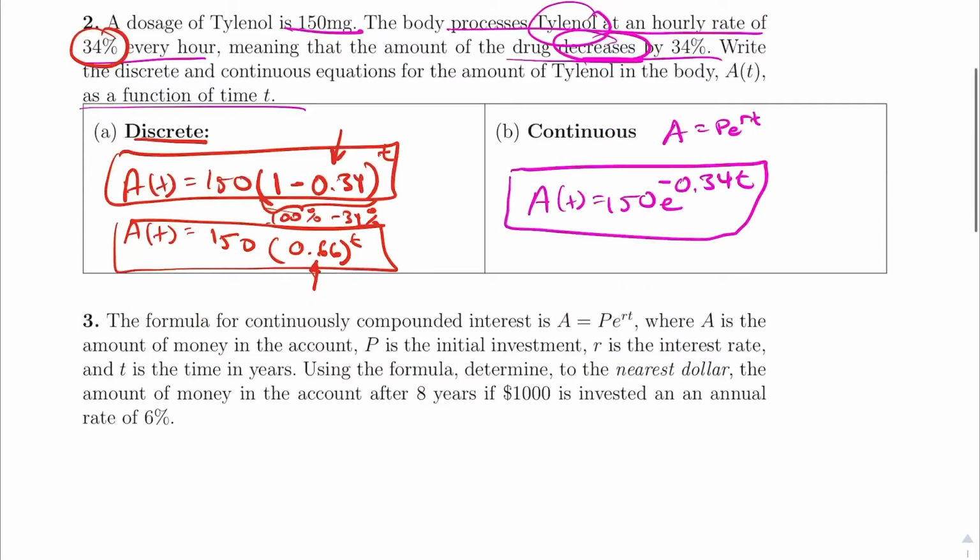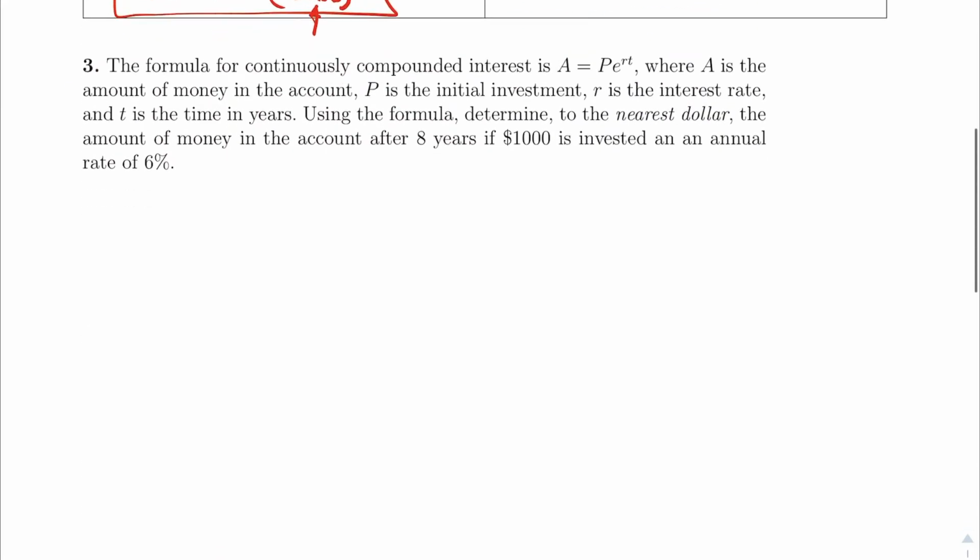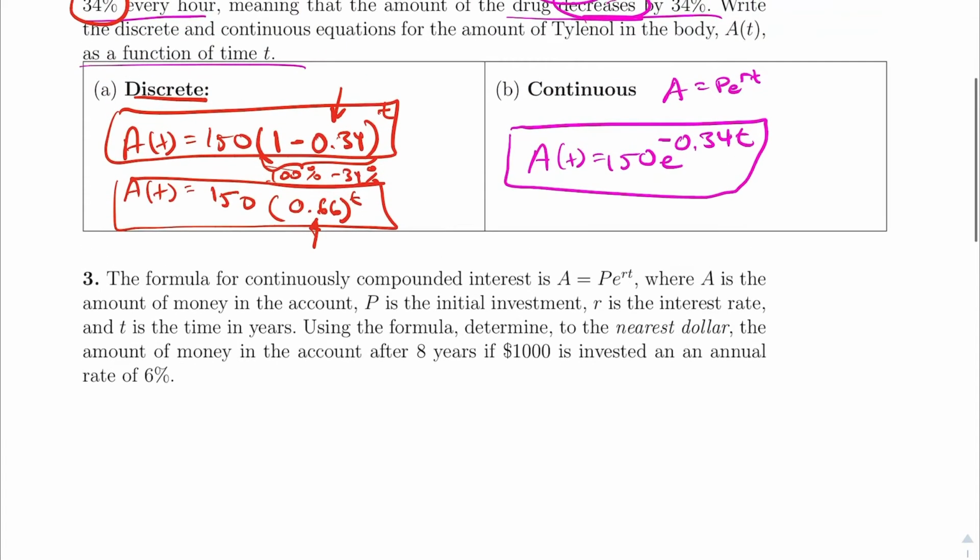The formula for continuously compounded interest is A equals P e to the RT, where A is the amount of money in the account, P is the initial investment, R is the interest rate, and T is the time in years. Using the formula, determine to the nearest dollar the amount of money in the account after 8 years if $1,000 is invested at an annual rate of 6%.